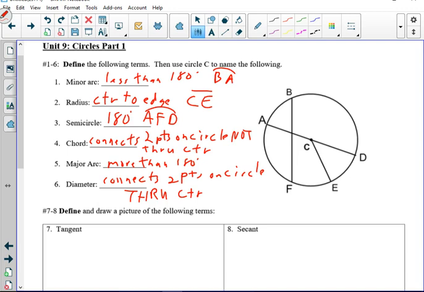Oh, I forgot to put something. So a chord would be like BF. And a major arc would be BFD or BED. And diameter would be AD or DA.